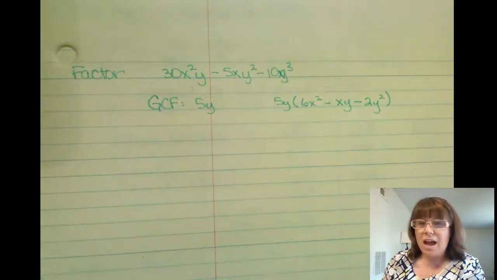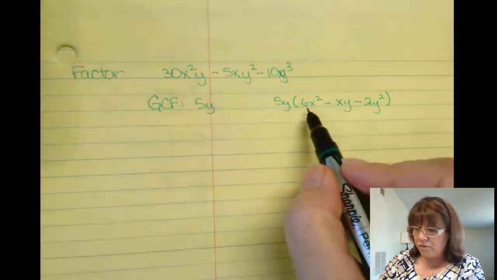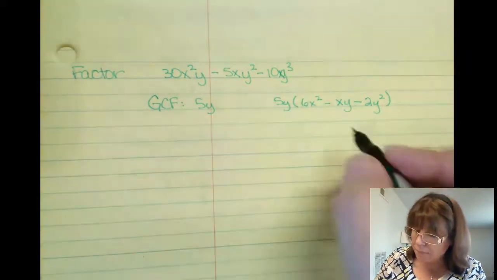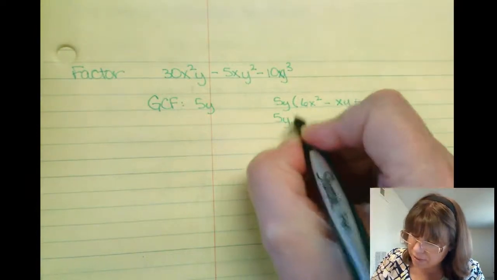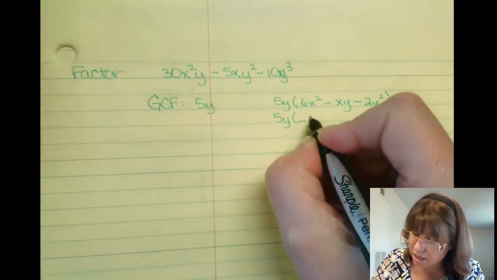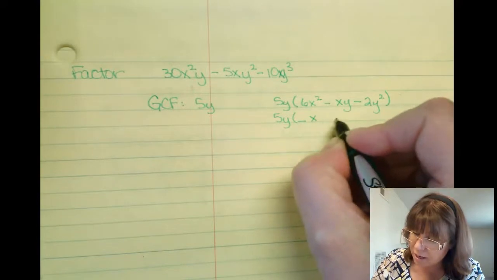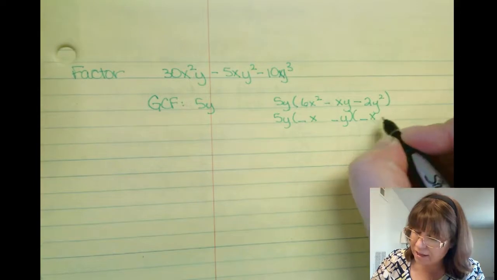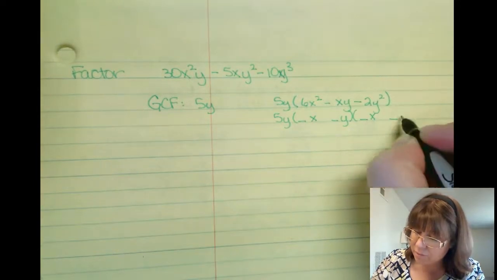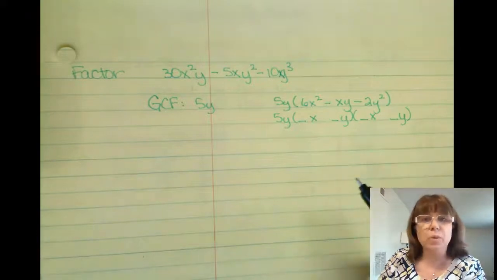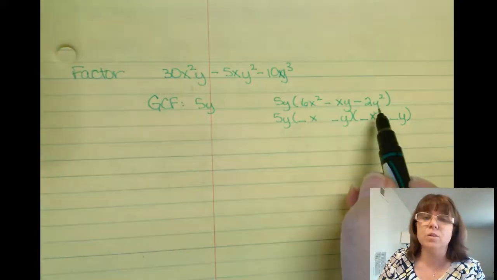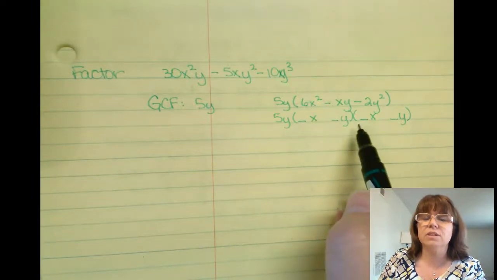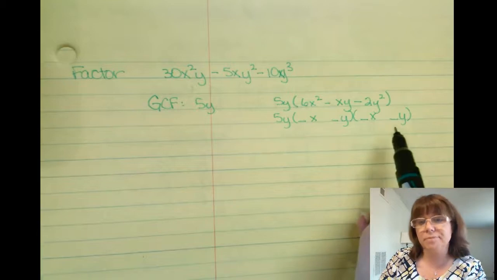Now, I need to factor the coefficient of the first term and the coefficient of the second term. But I do know I'm going to end up with something that looks like some coefficient of x, a plus or a minus, some coefficient of y. How do I know that? Because I have an x squared and a y squared. The only way to get that is to have x's in the first term and y's in the second term.